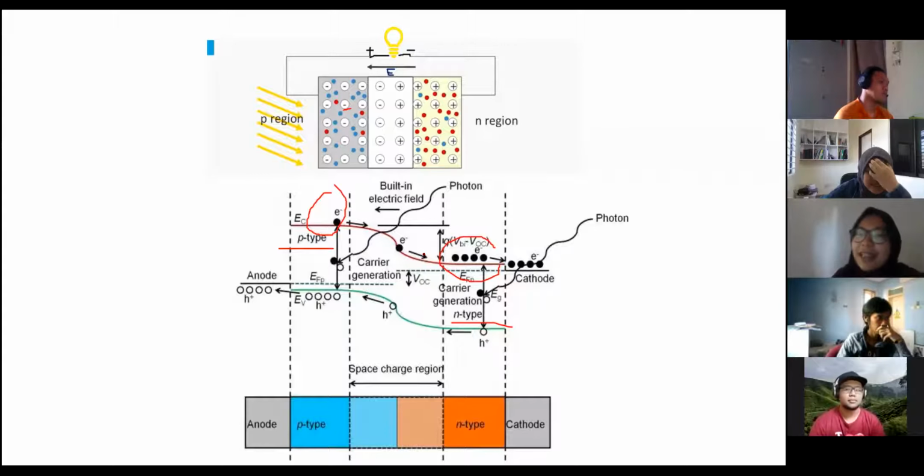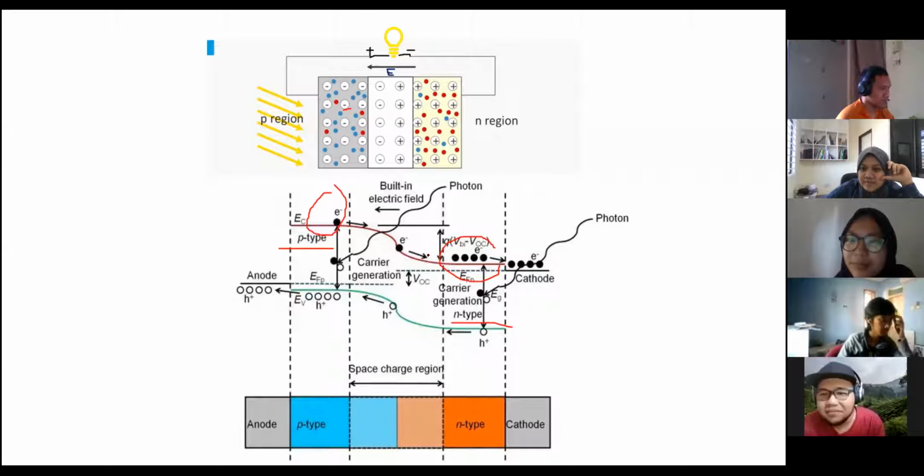Oh. So how can this happen? How can that happen, actually? What do you mean by zero bias? Okay, sorry, continue. In zero bias, the diffusion and drift happen. The process occurs until the state reaches equilibrium. Is that what you mean?